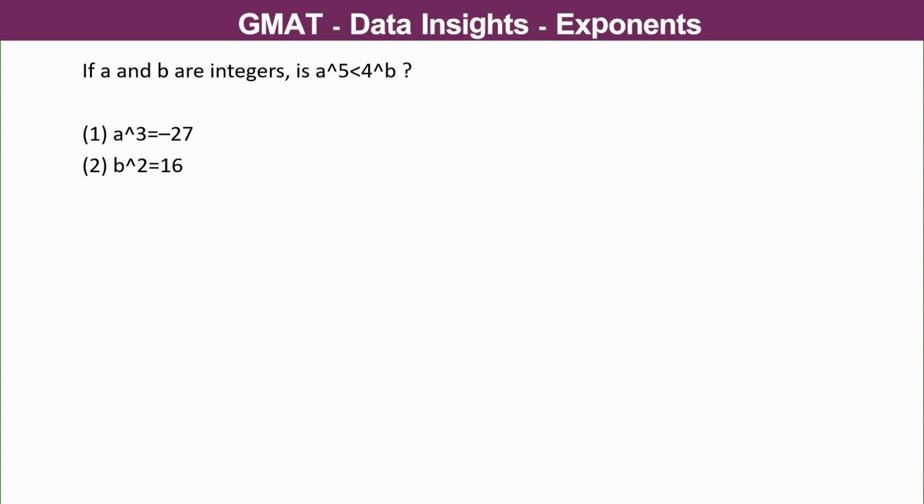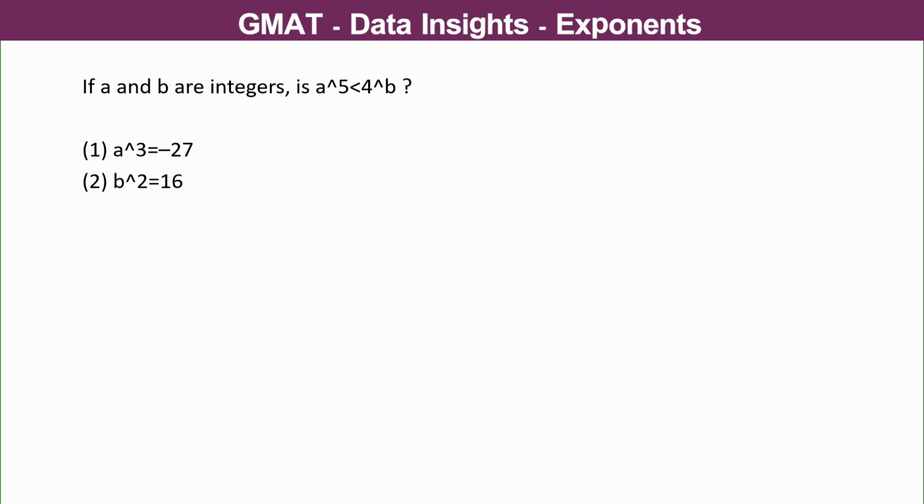Now, let us look at this next question. A and b are integers. Is a to the power of 5 less than 4 to the power of b? So, they are asking if a to the power of 5 is less than 4 to the power of b. The first statement says a to the power of 3 is equal to minus 27, which means that a is equal to minus 3, because 27 is 3 cube.